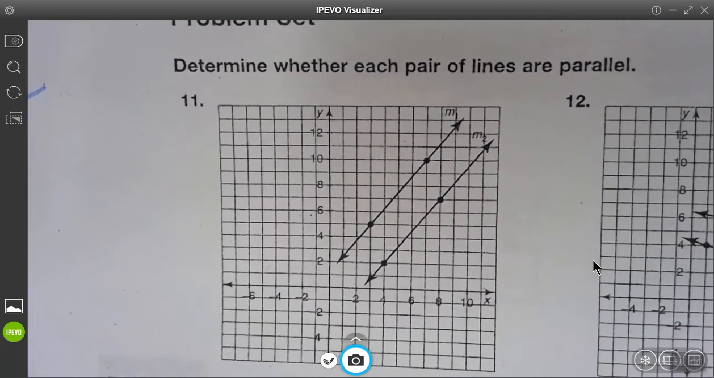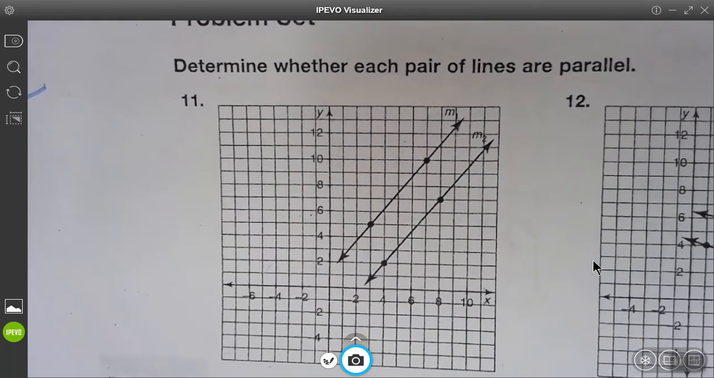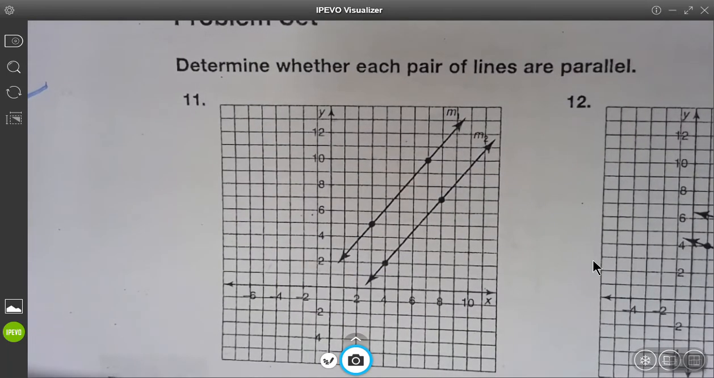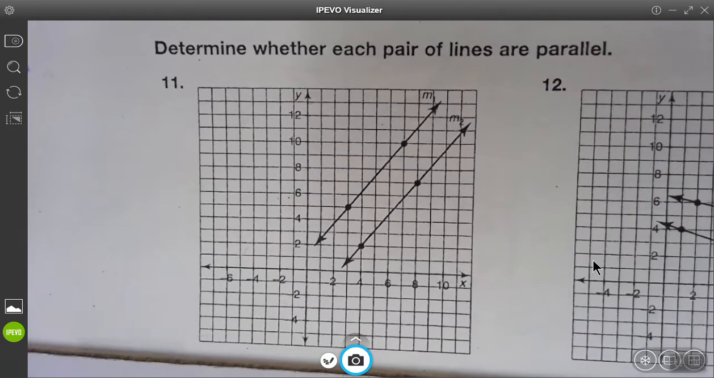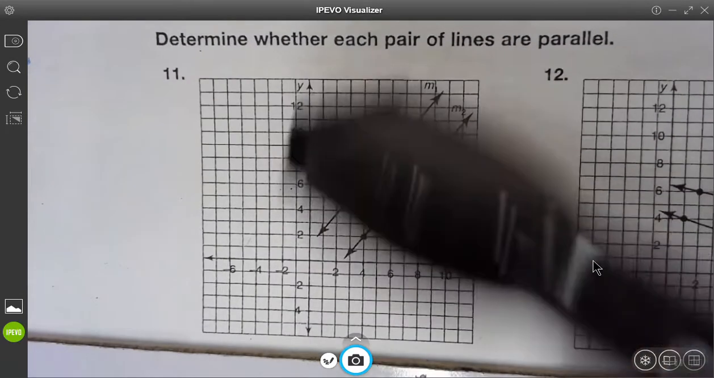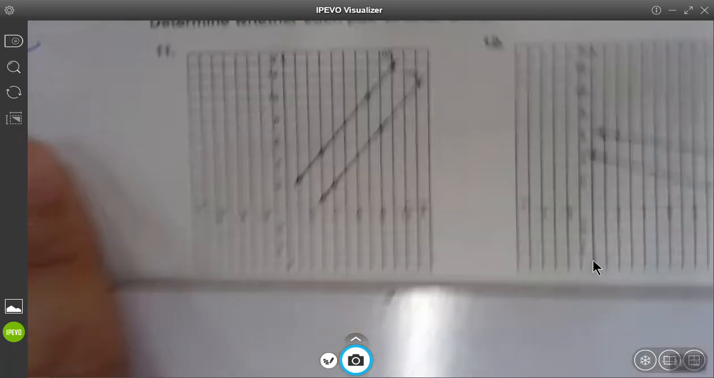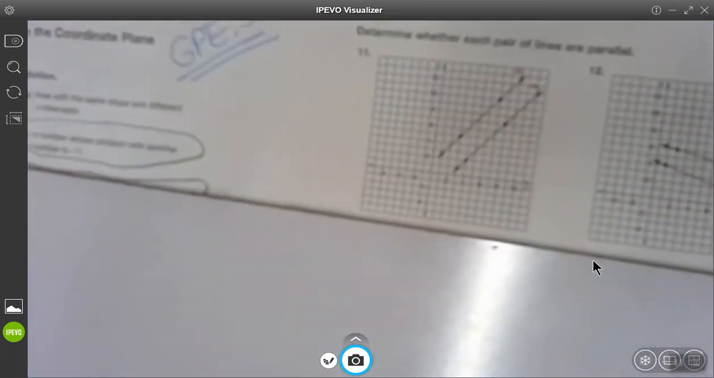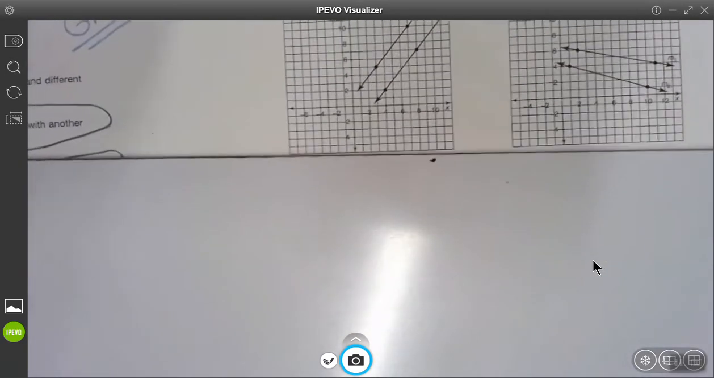In this video, we're going to work on determining whether pairs of lines are parallel. So we have these two lines, line M1 and line M2. I'm not sure if you can tell that. And we have some points that were given to us that we're going to have to identify ourselves. So don't worry, I'll do the identifying.